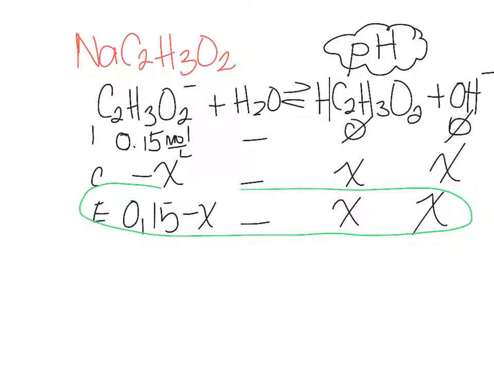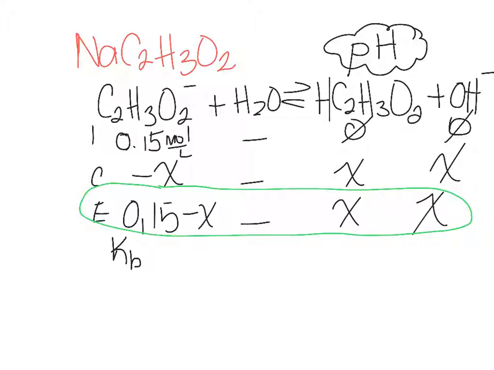Okay. So our ice table: 0.15 minus x, x and x. We need to set up our K expression. So we have a KB, not a Ka, because we make hydroxide ions. So this is going to have an equivalence point pH of greater than 7.